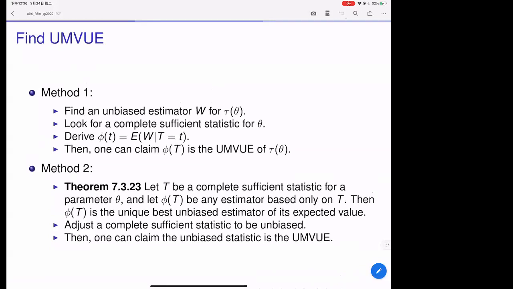Last time we talked about the UMVUE. We ended up here, and I want to emphasize that again, for you guys to work on the homework. Later on we are going to move on to hypothesis testing.